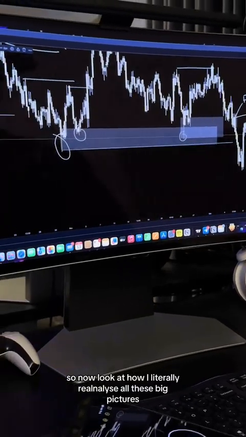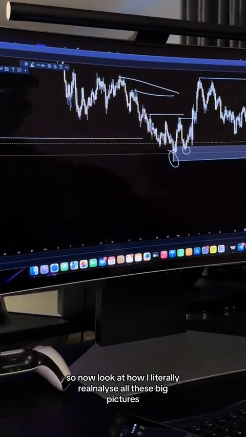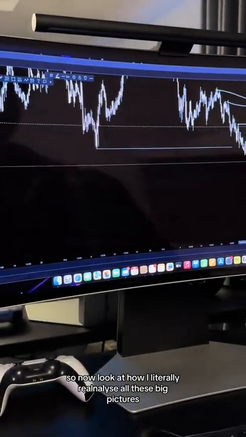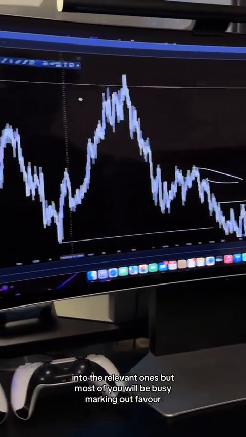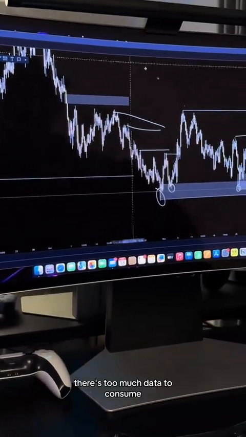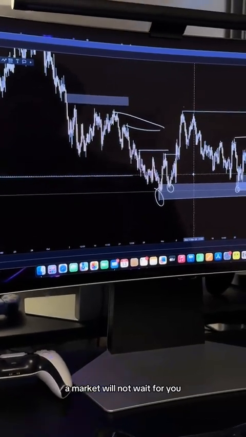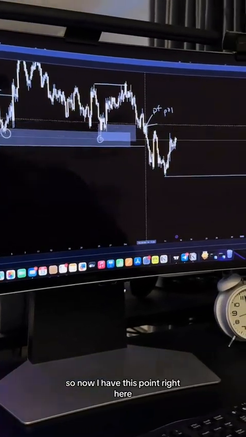So now, look at how I literally reanalyze all these big pictures into the relevant ones. But most of you will be busy marking out fair value gap right here. No, there's too much data to consume and market will not wait for you. Market keeps moving every single day. So now I have this point right here.